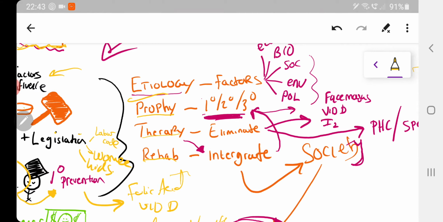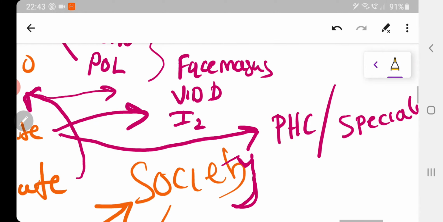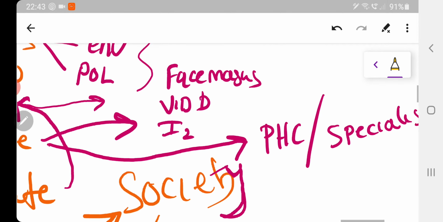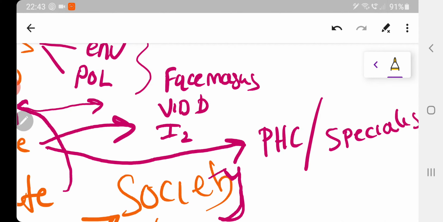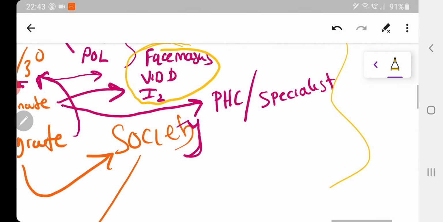Therapy, eliminating risk factors, okay? What could be risk factors? Direct and indirect, okay? Direct being genetic, indirect being pollution, and these kind of things. How do you do that? You can use these prophylaxis measures, right? So face masks, vitamin D, iodine. Yeah. What else can you do?